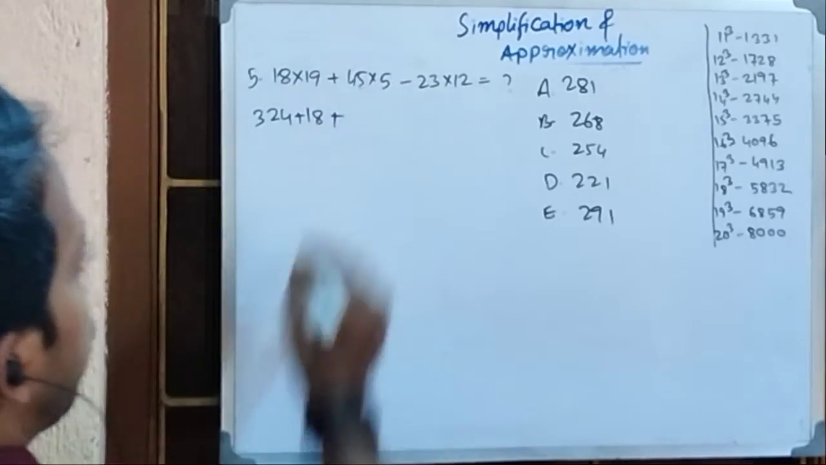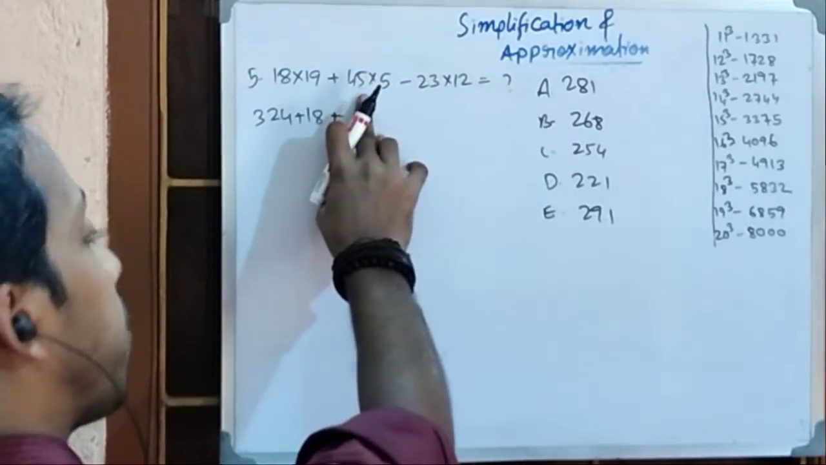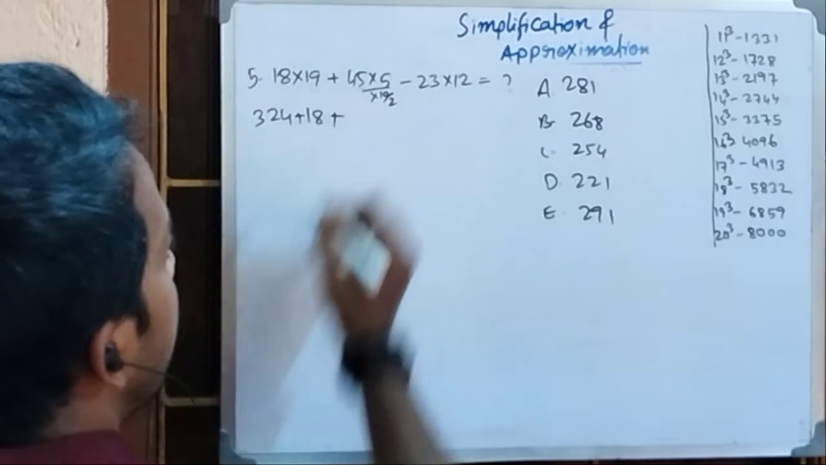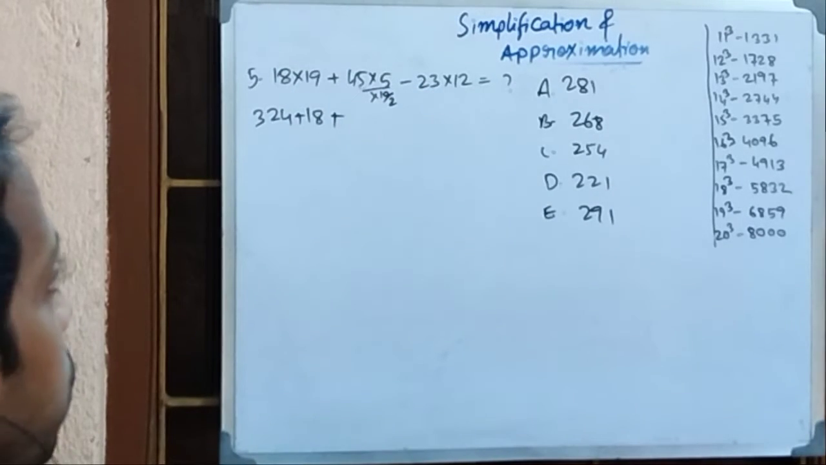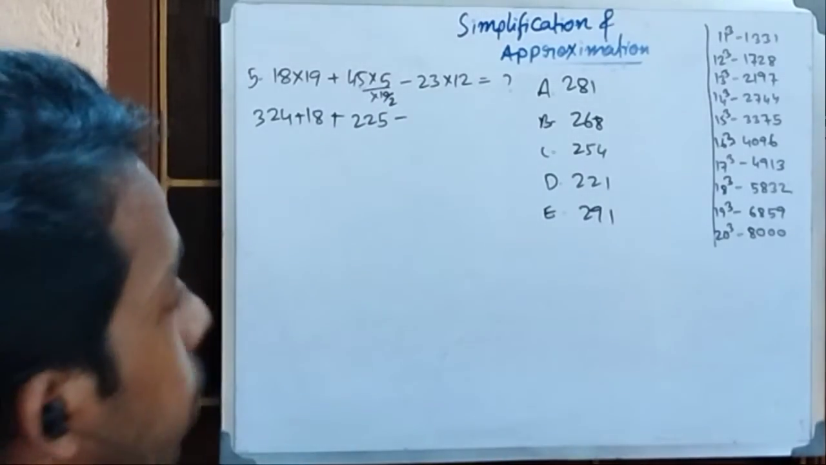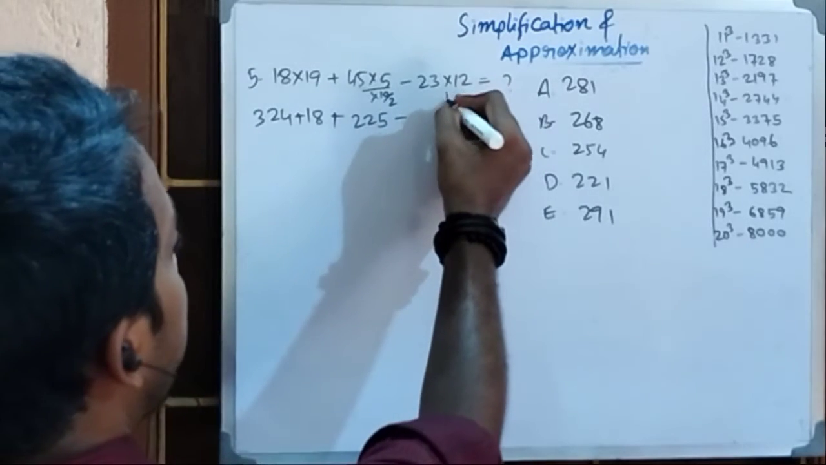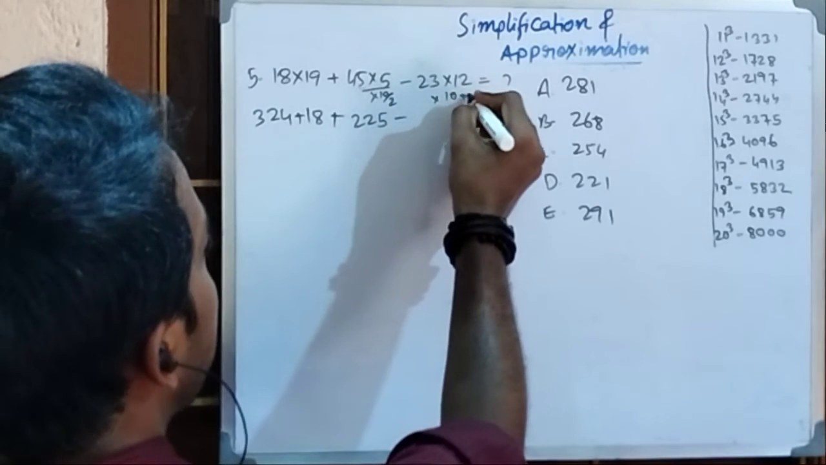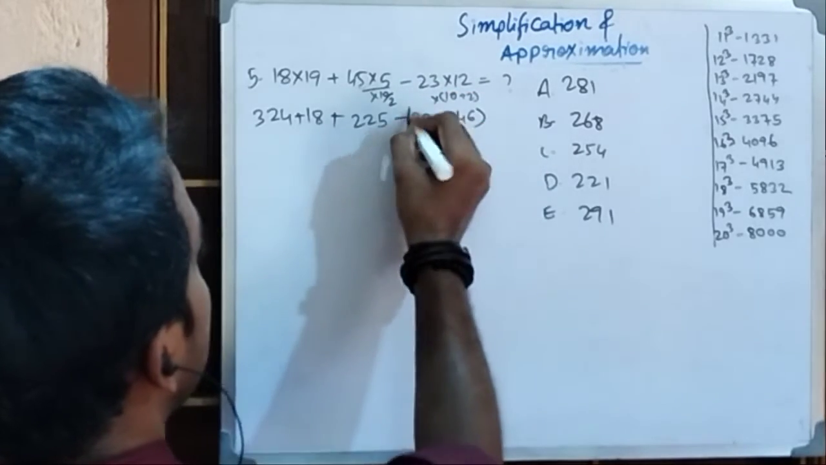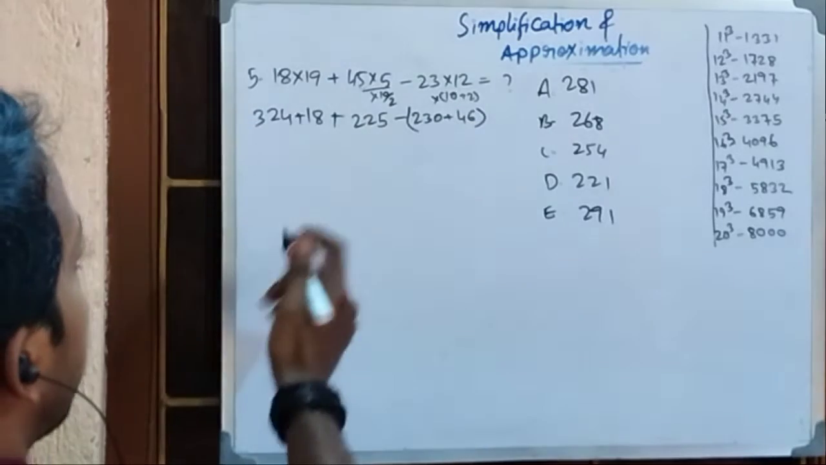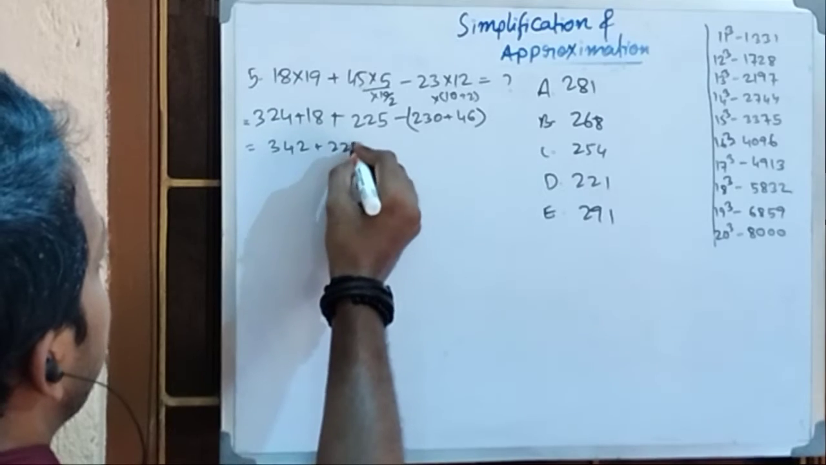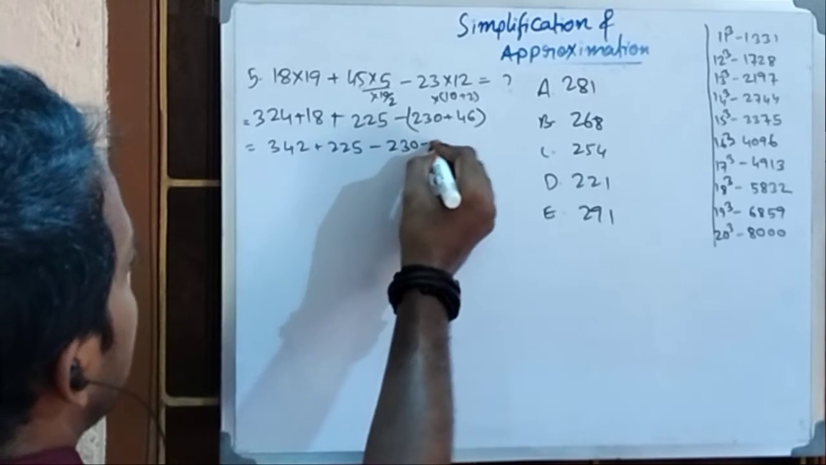Right? 45 into 5, I will not multiply it by 5 but multiply it by 10 and divide it by 2. Right? We can also do it like this, into 10 by 2. So 450 by 2 is 225 minus 23 into 12. We will go into multiplication, but I will do the same thing, taking 10 plus 2. So 230 plus 23 into 2, 46. This much is in bracket. The whole term is negative. So next 342 plus 225 minus 230 minus 46.